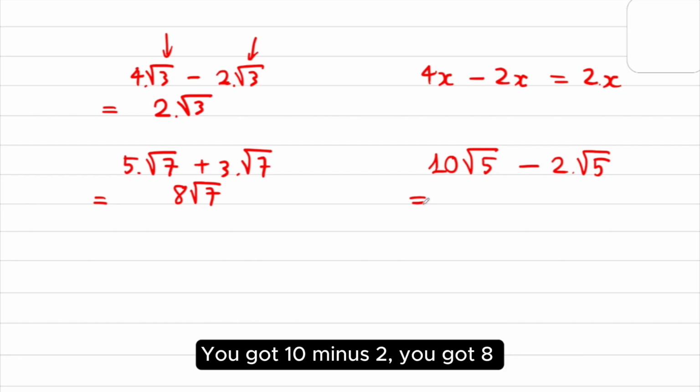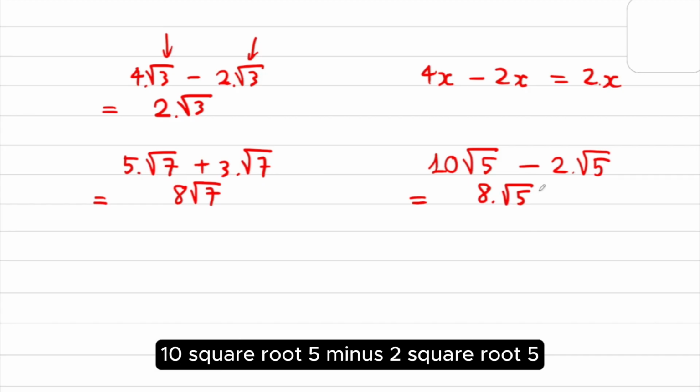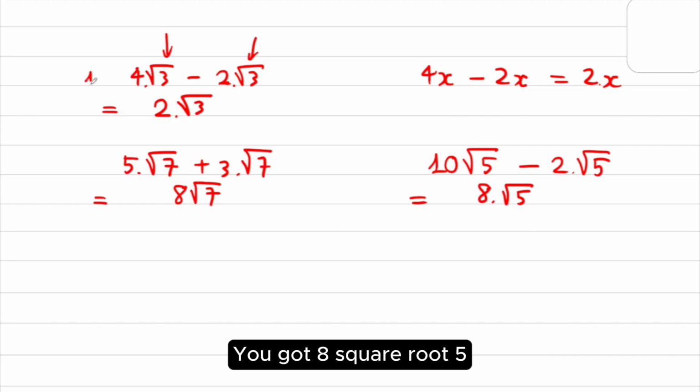You got 10 minus 2, you got 8 and square root of 5 here. 10 square root 5 minus 2 square root 5, you got 8 square root 5. So as you can see, the questions are quite easy. But how about this one?